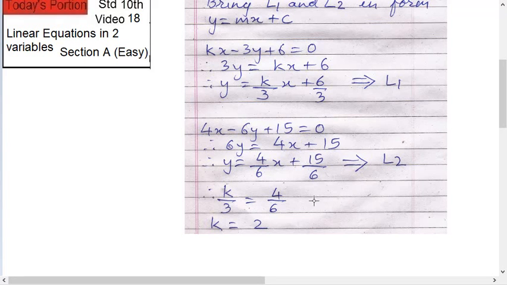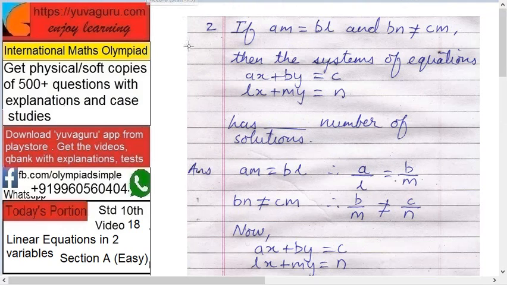Get k equals to, solve this, you get 2. That is the answer. Next, if AM equals to BL and BN not equal to CM, then the system of equations AX plus BY equals to C and LX plus MY equals to N has dash number of solutions.